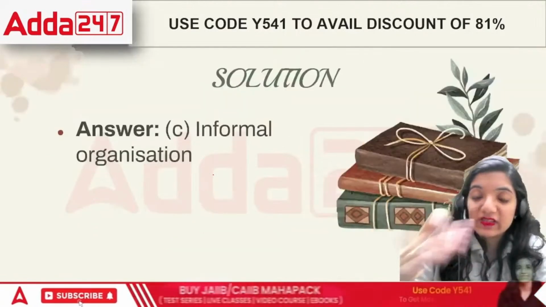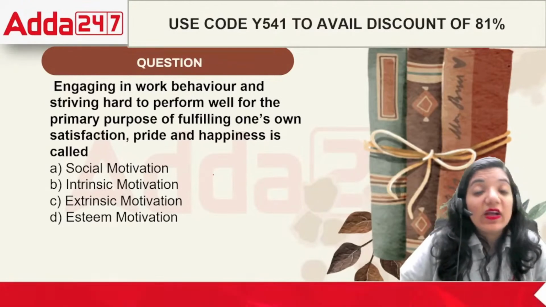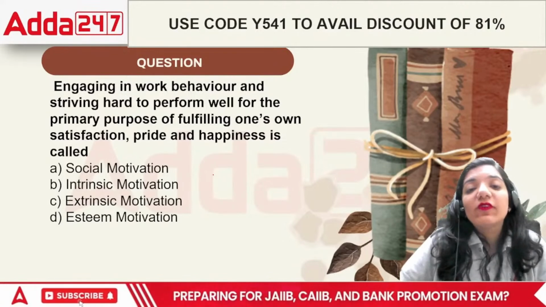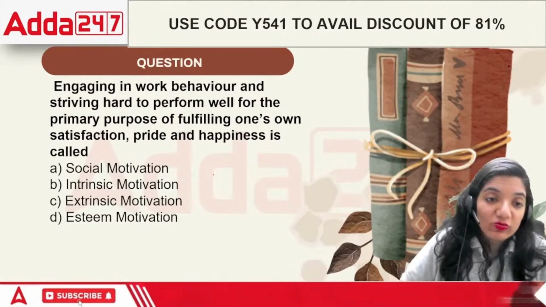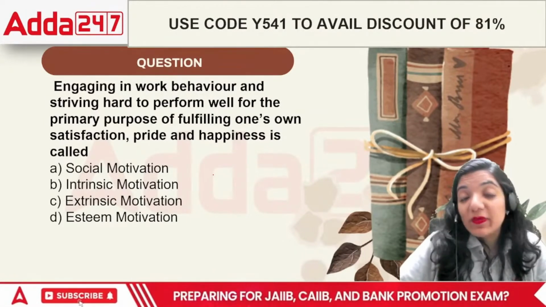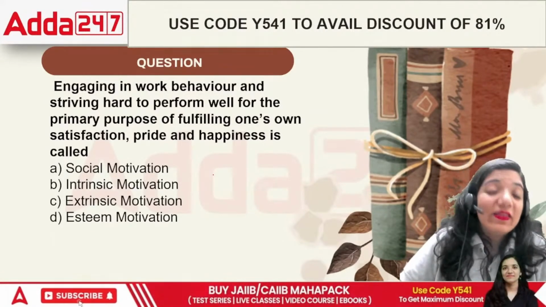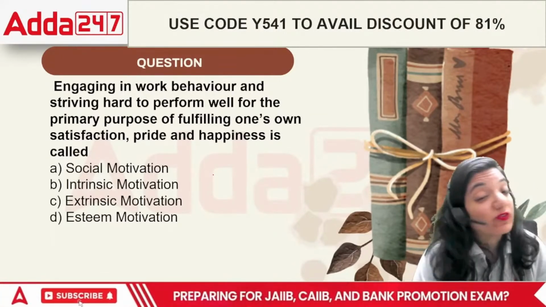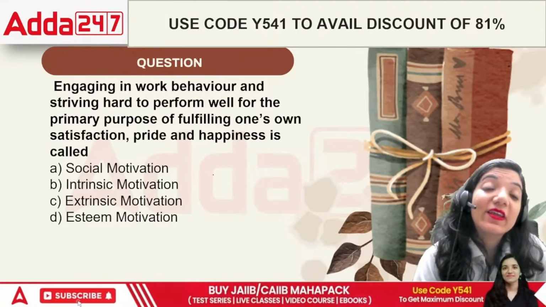Then comes the next point: engaging in work behavior and striving hard to perform well for the primary purpose of fulfilling one's own satisfaction, pride, and happiness is called social motivation, intrinsic, extrinsic, or esteem. When people are striving hard to perform well, they are literally working hard so that they can perform well for their own satisfaction. This is not for the world, but for their own respect and their own happiness.